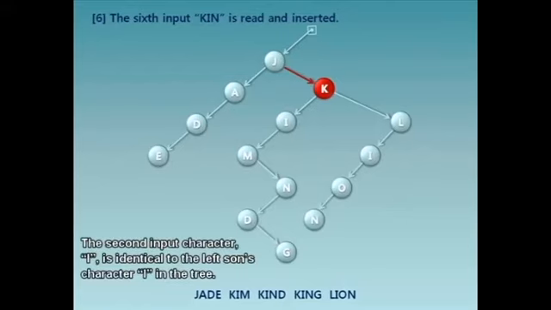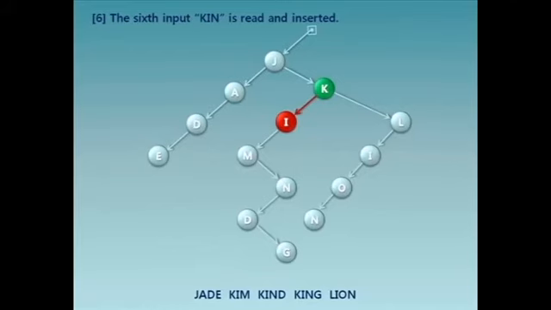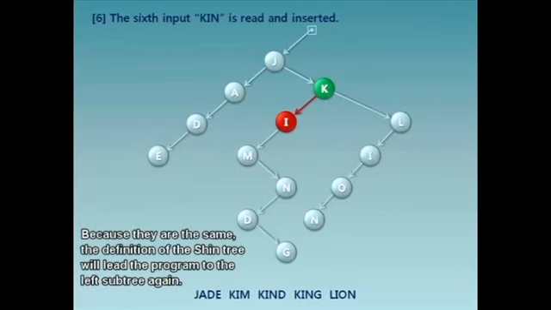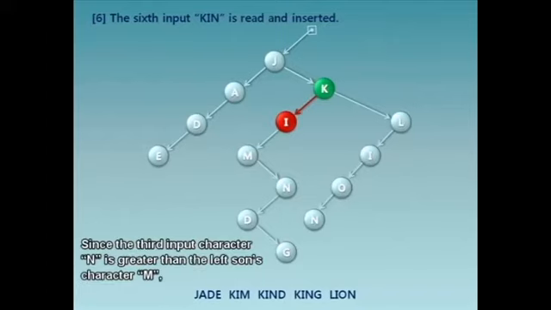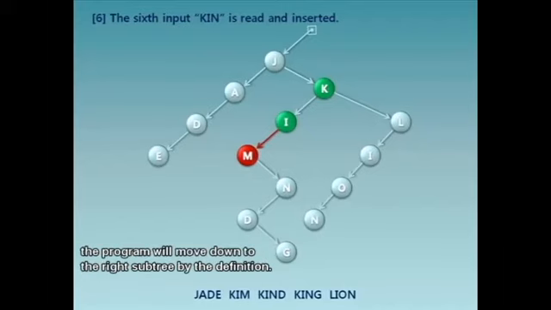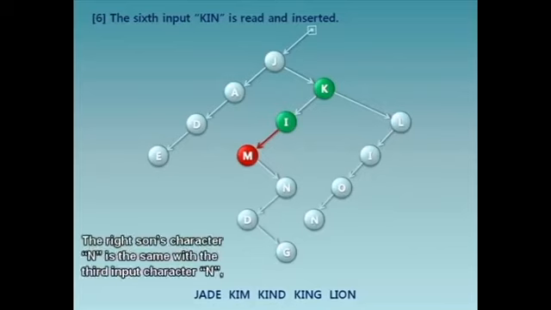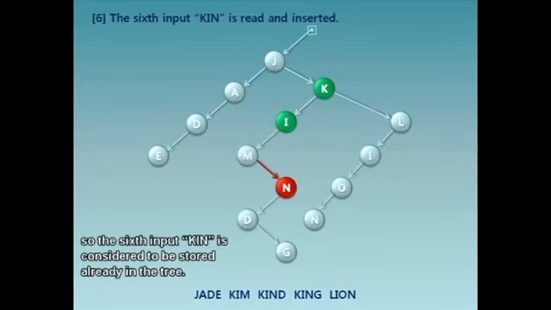The second input character i is identical to the left son's character i in the tree. Because they are the same, the definition of the Shin tree will lead the program to the left subtree again. Since the third input character n is greater than the left son's character m, the program will move down to the right subtree by the definition. The right son's character n is the same as the third input character n, so the sixth input kin is considered to be stored already in the tree.